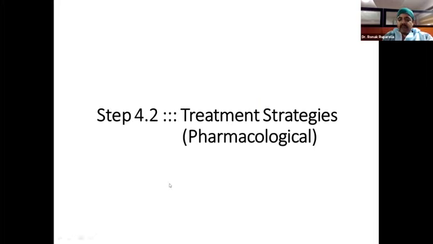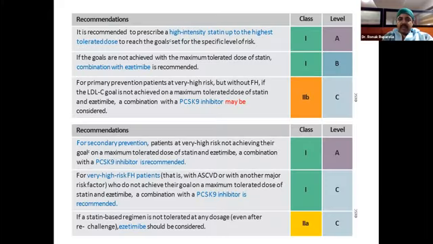In the pharmacological treatment strategy, the major stress in all the recent guidelines is on high intensity statins. Whether we consider LDL lowering, HDL increasing, or triglyceride lowering, first of all the drugs include high intensity statins. So if we look at the guidelines, the recommendation says high intensity statin up to the highest tolerated dose should be the class 1 indication.